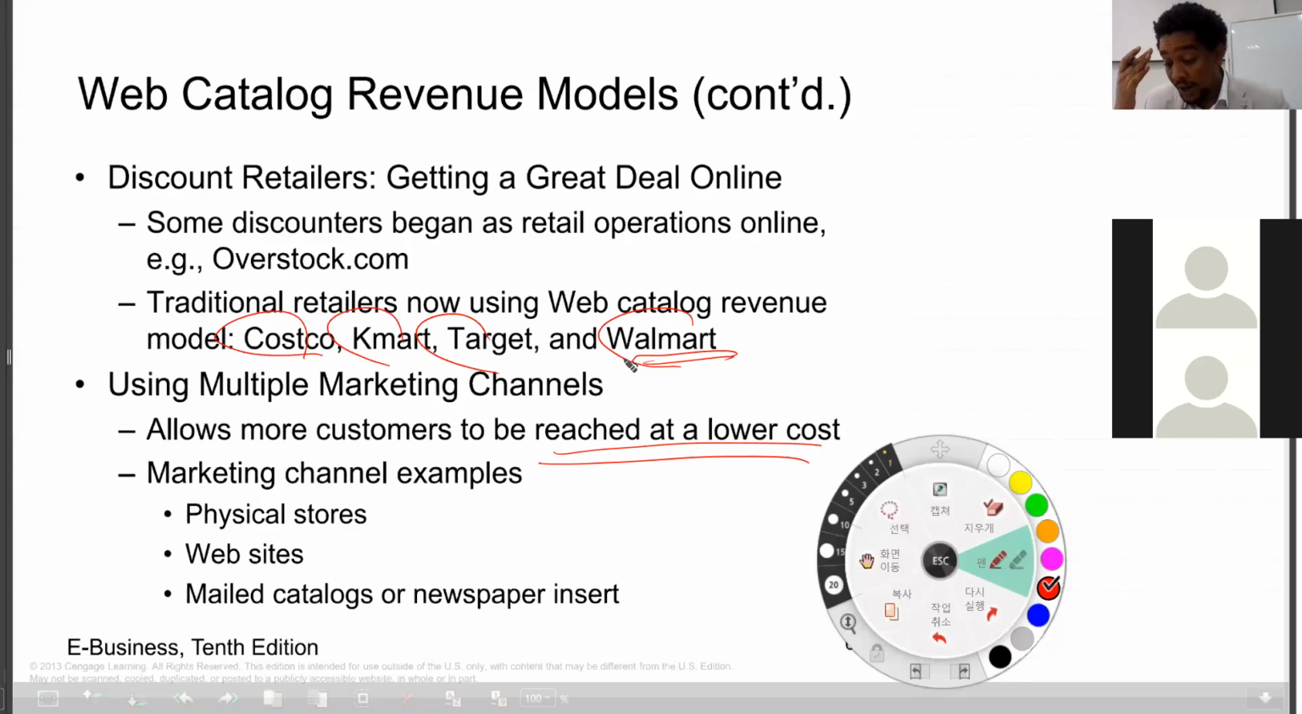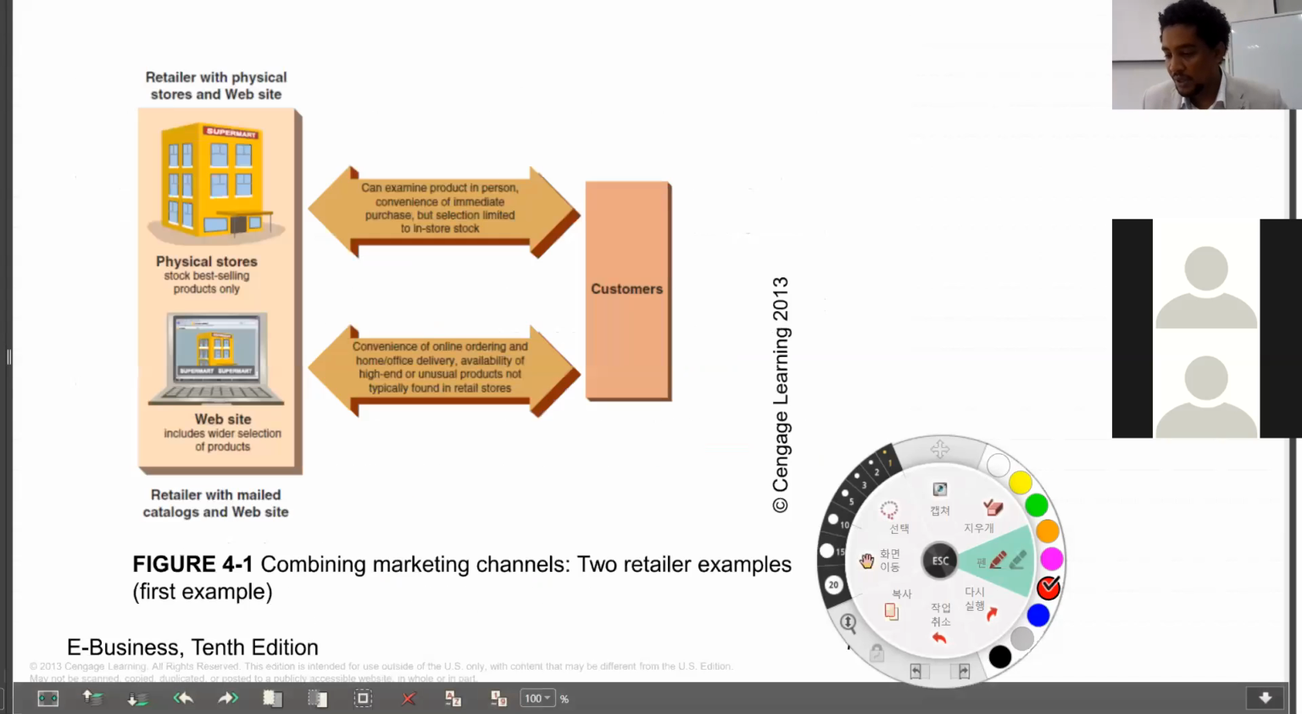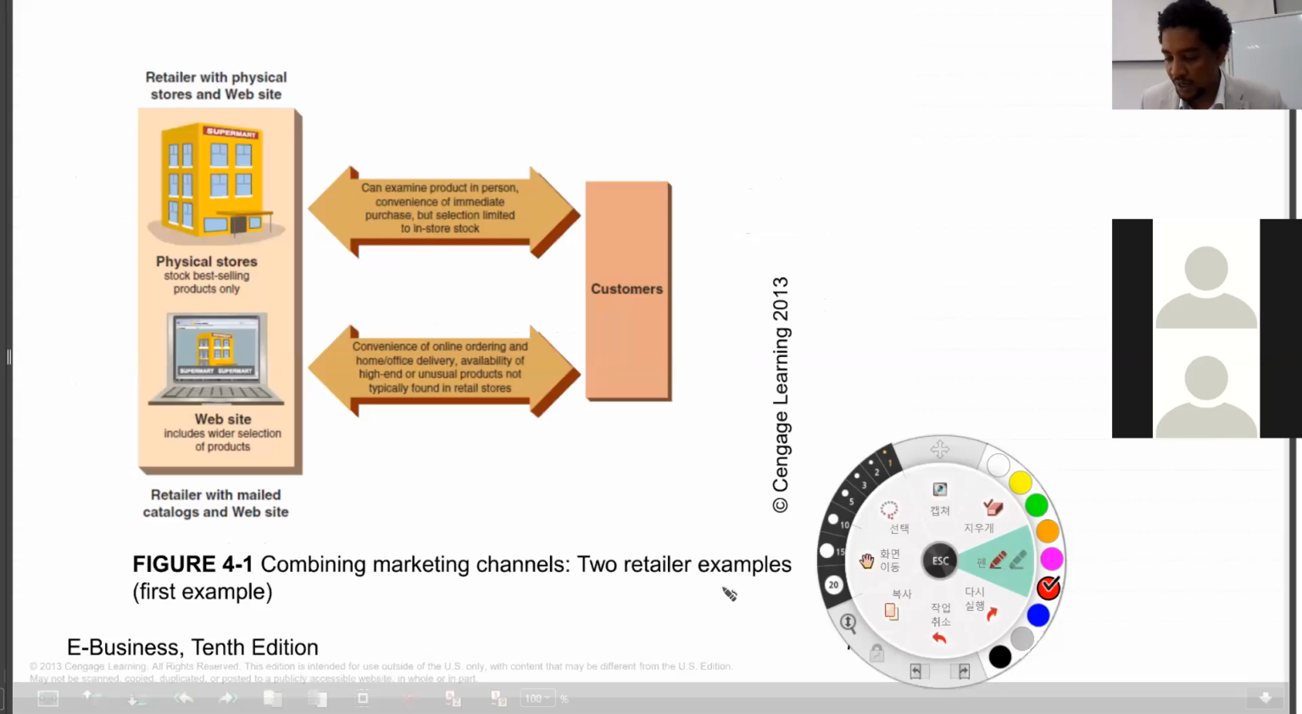So there are different ways. You can have a physical store where you display your products and customers can come and view, or you can have a website where you have a web catalog, or you can have a mailed or printed catalog that you send to your customers, or you can have a newspaper insert. So this is one alternative, right? Combining marketing channels. Two retailer examples.